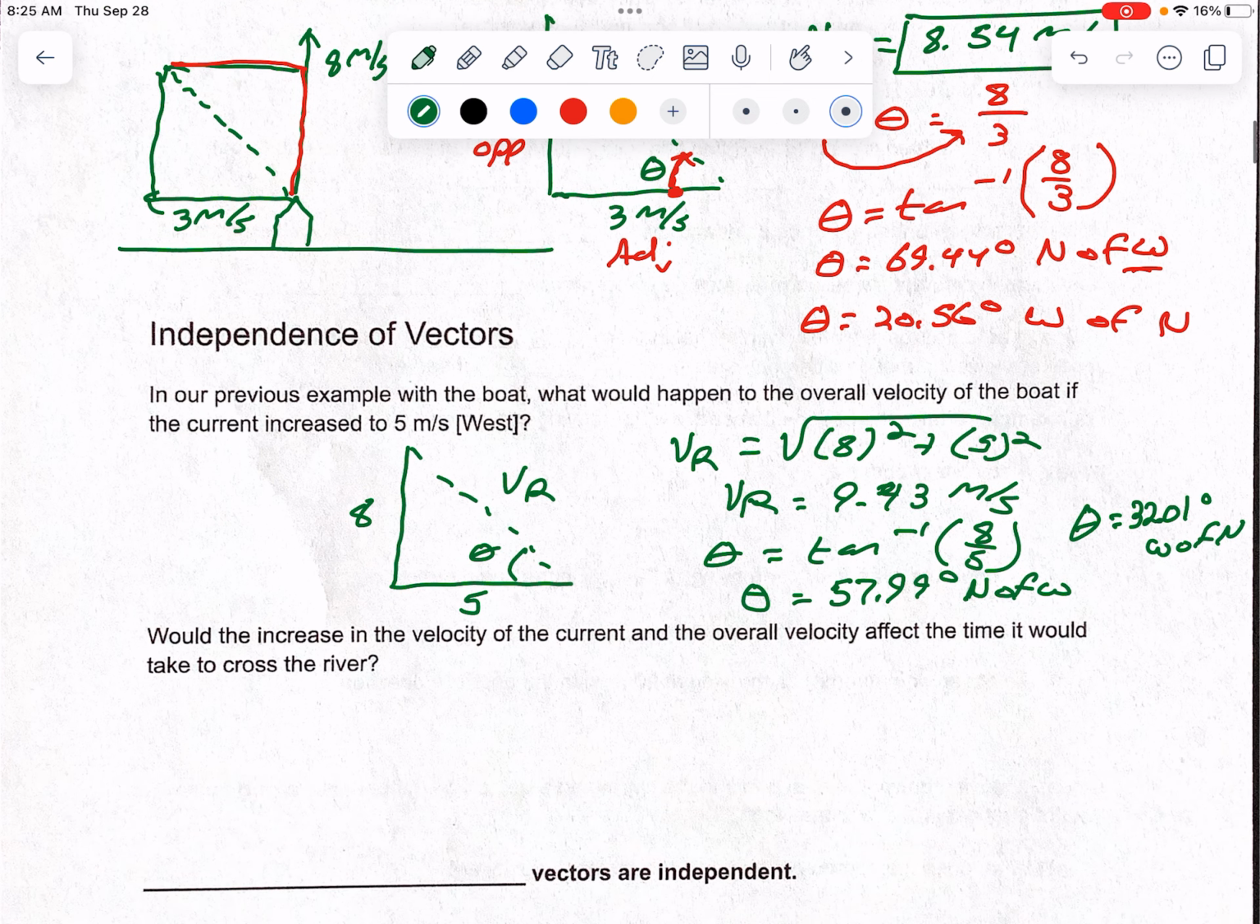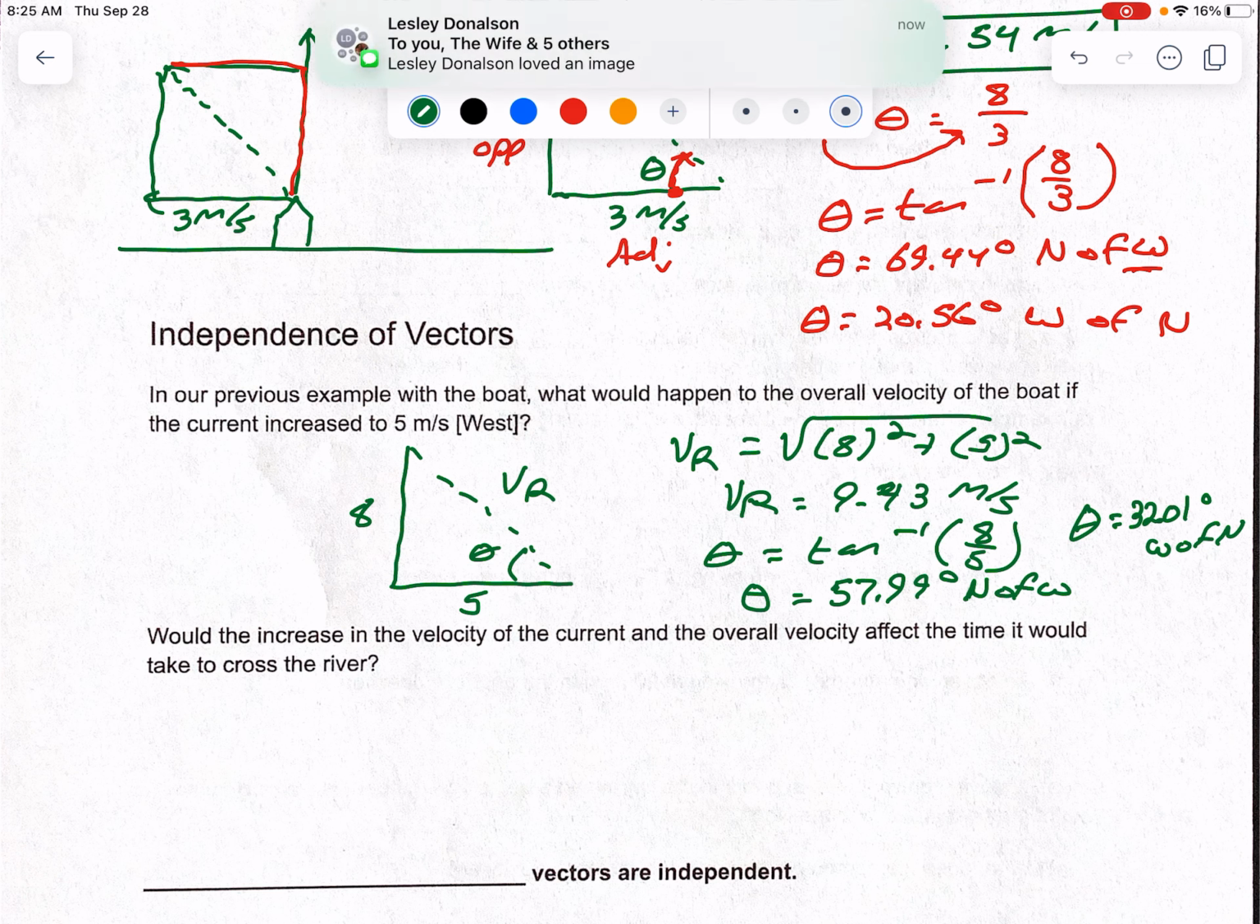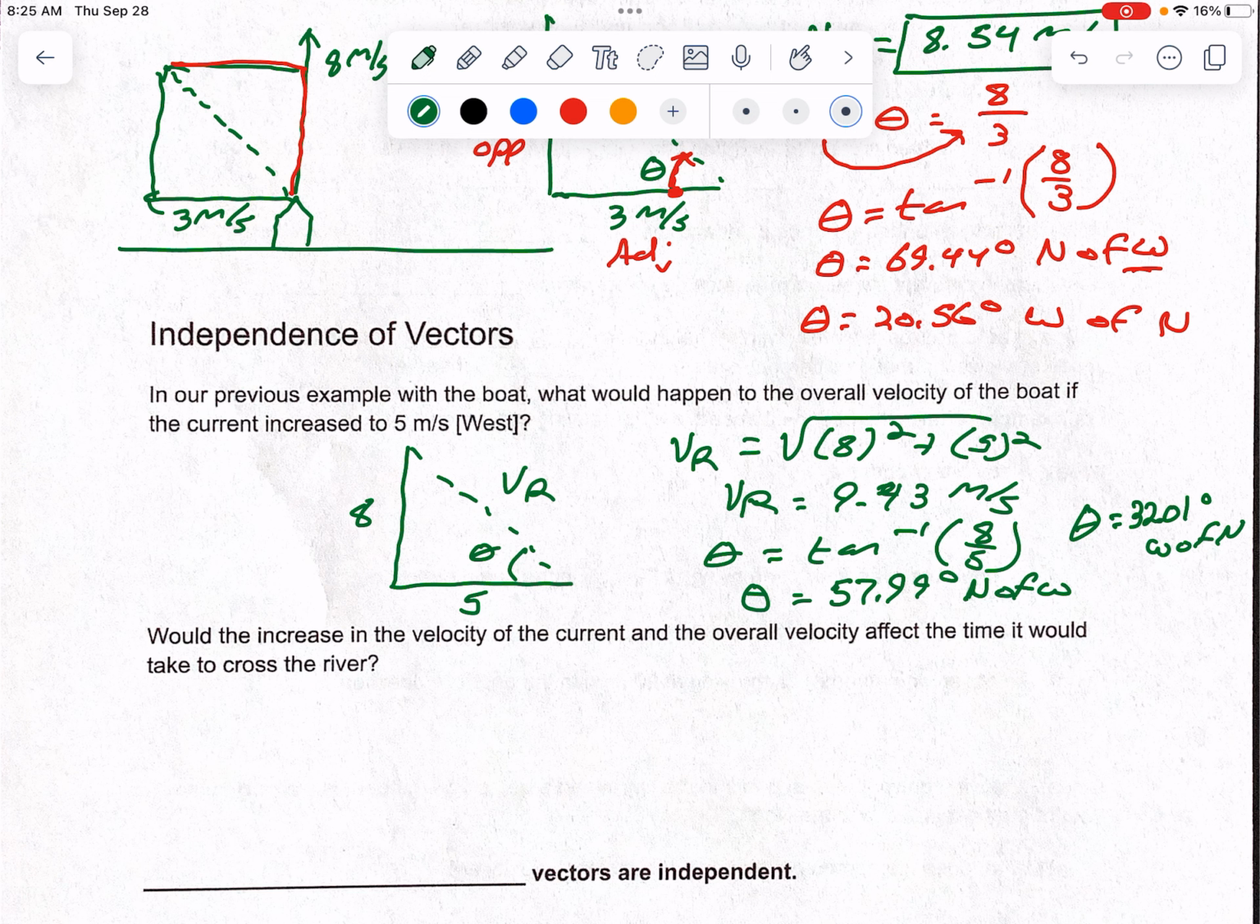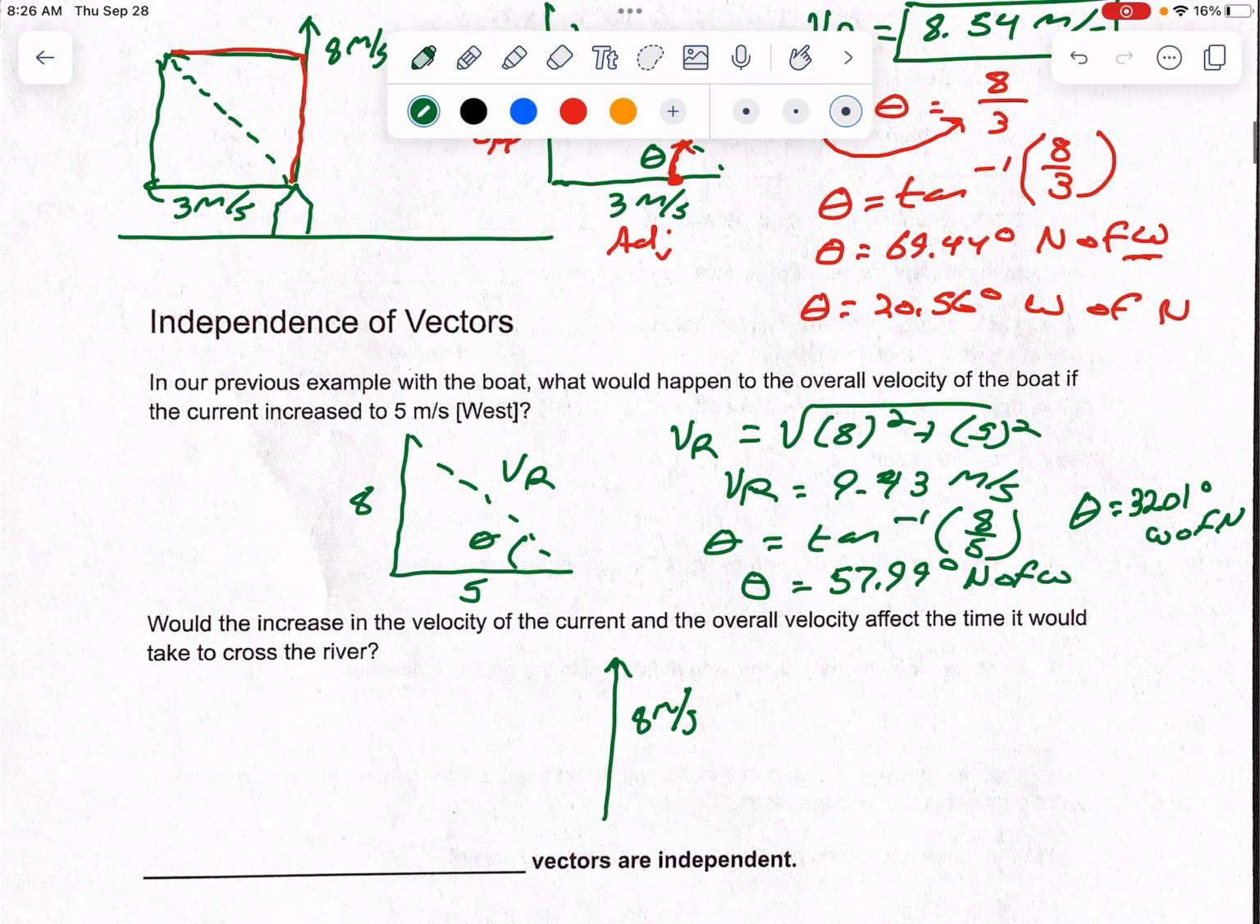Now, would the increase in the current, and overall velocity, affect the time it would take to cross the river? This is a hard concept to think about. Yes, our resultant velocity changed, but that's because you're combining vertical and horizontal. But did we ever change the velocity of the boat going across the river at 8 meters per second? No. Did we ever change the width of the river? No. So the only thing that tells you how much time it takes to get across the river is the velocity going across the river. It's not the hypotenuse that we just found. And if none of those changed, your answer would be no.